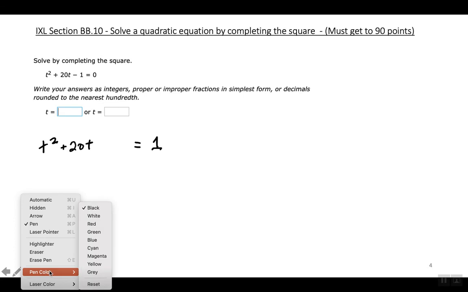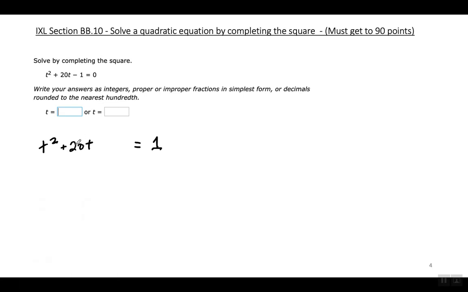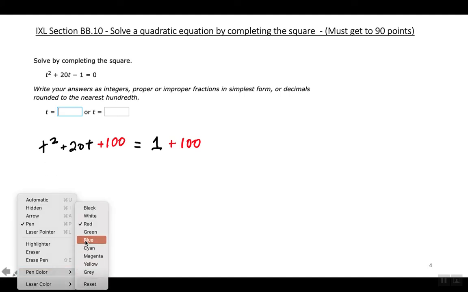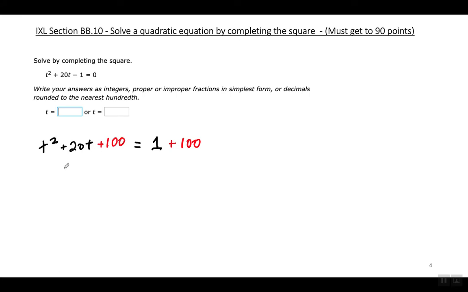Now I'm going to do completing the square. So I'm going to take the 20, divide it by 2, and square it. 20 divided by 2 is 10, and 10 to the second power is 100. And whatever you add to one side of the equation, you have to add to the other side. This allows me to factor and get a perfect square, which is going to be t plus 10 to the second power equals 101.